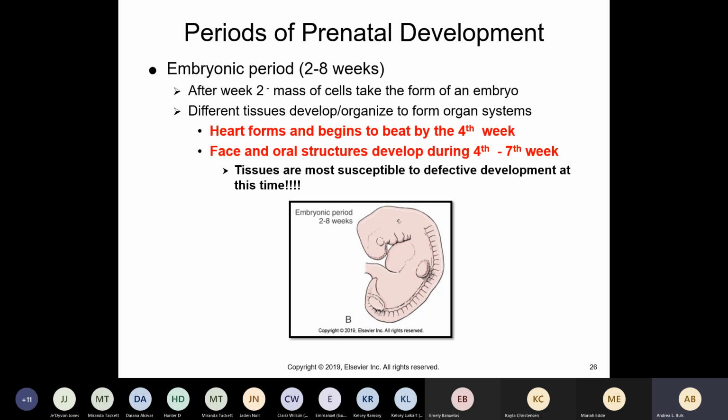And it is during this embryonic period, and this is important to know, that tissues are most susceptible to defective development. So the weeks 2 to 8, I'm sorry, during that embryonic period is the time where tissues are really susceptible to defective development.